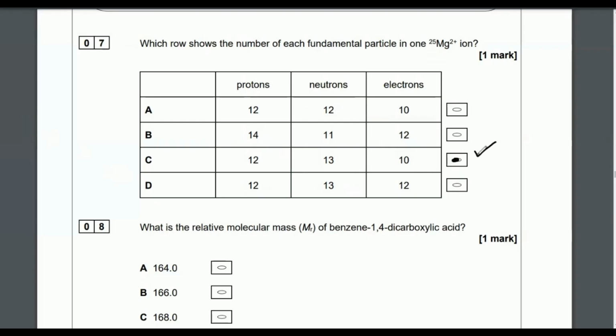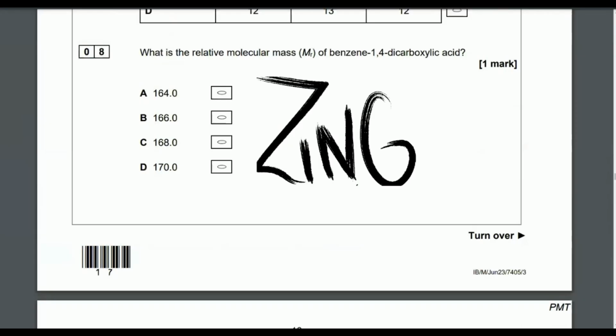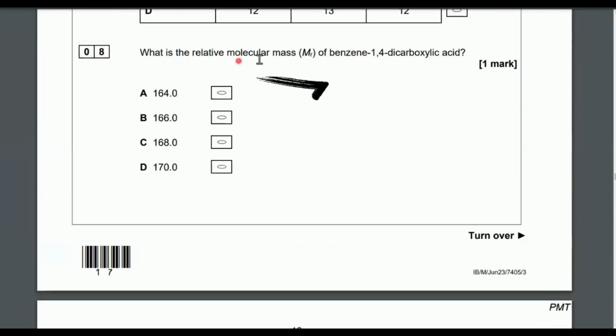Now, let's move down to the next question. So the answer was C there. Right, let's look at question 8. What is the relative molecular mass of benzene-1,4-dicarboxylic acid? You're going to need to draw this out because all of these are quite similar. So, you know, it's going to be quite tricky unless we draw it out.